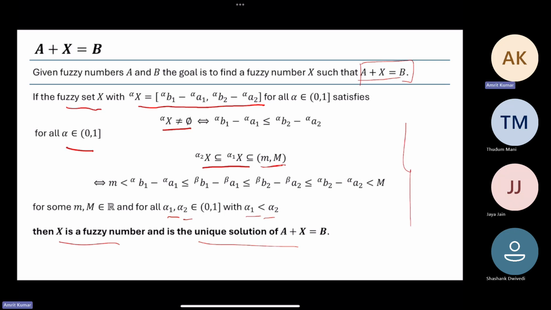So to summarize, from A and B, we can find these quantities. From that, we can construct this closed and bounded interval. If this closed and bounded interval alpha cut of x satisfies these two properties, that is, they are non-empty, they are nested, and furthermore, all of them are bounded, then x is a fuzzy number, and that is easier to see, right? Because this condition implies that the 1 cut of x is non-empty, therefore x is normal.